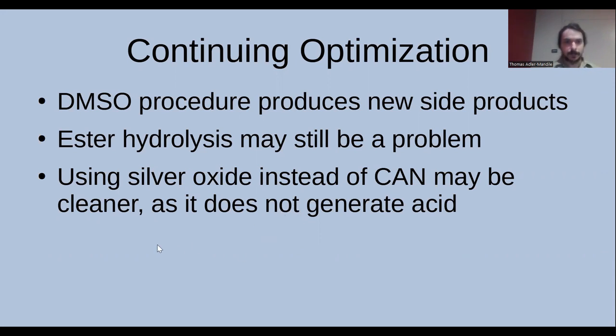So the idea was we could use silver oxide instead of ceric ammonium nitrate, which doesn't produce acid when it oxidizes the material. So we can see how that goes. It's typically a pretty clean oxidant, so we might get fewer side products with that. But we have yet to test that out. So that's what we've done so far, and where we're planning on going with it.